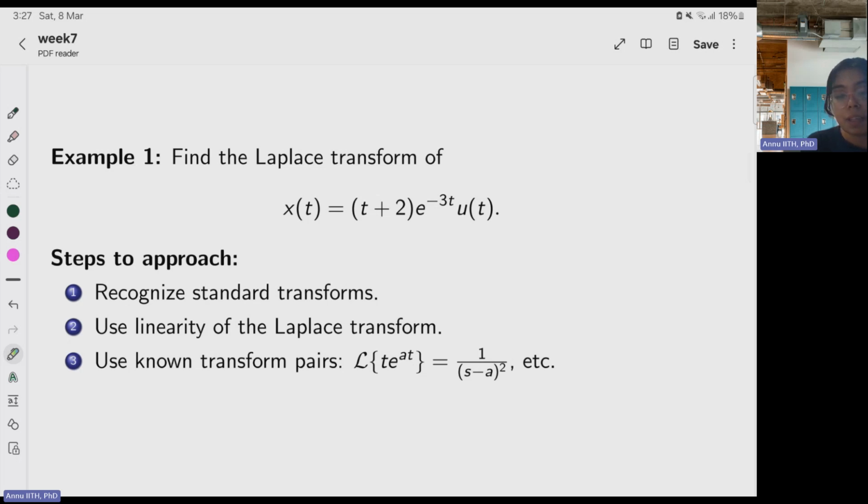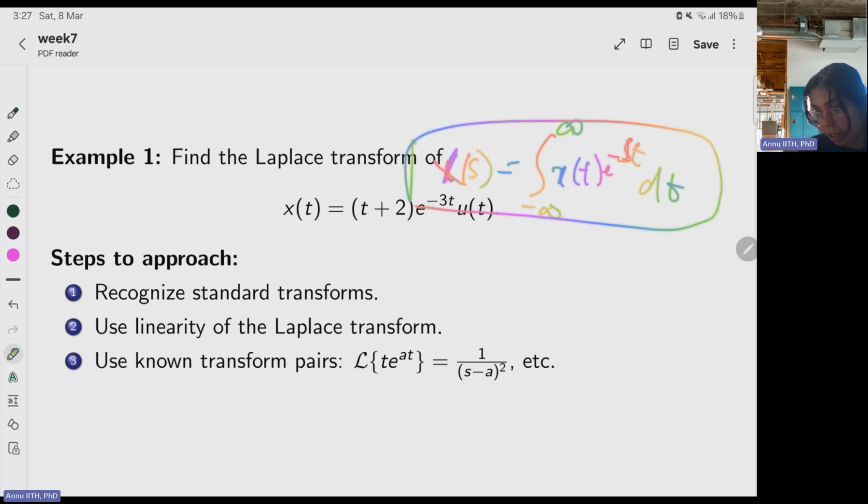The Laplace transform, by the standard formula, is the integral from minus infinity to infinity of x(t) e to the power minus st dt, which gives X(s). Again, I'm repeating here. The standard approach to solve can also be through this formula, but I'm removing this.